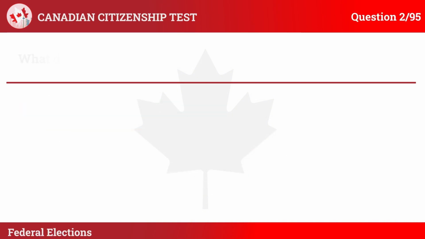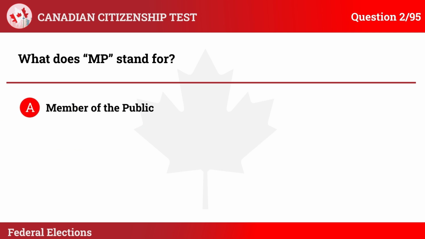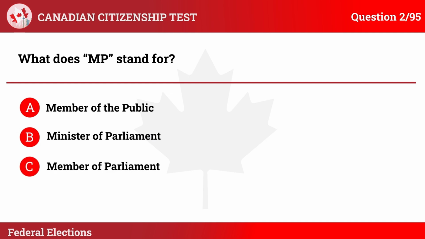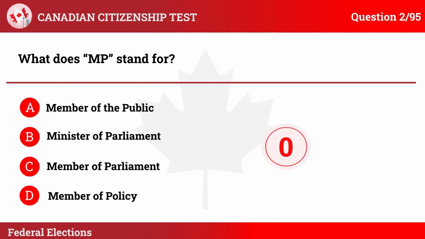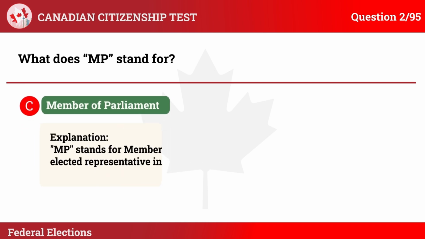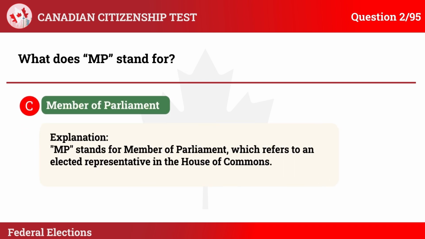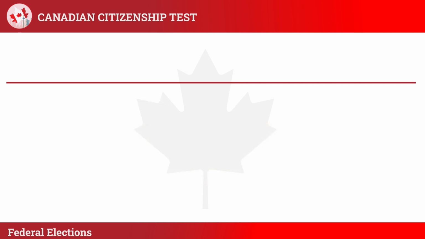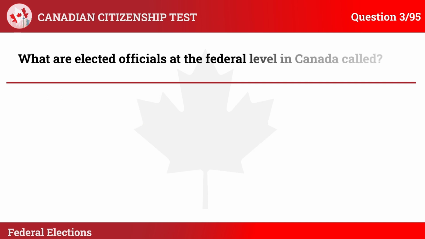Question 2. What does MP stand for? A. Member of the Public, B. Minister of Parliament, C. Member of Parliament, D. Member of Policy. The correct answer is C. Member of Parliament. Explanation: MP stands for Member of Parliament, which refers to an elected representative in the House of Commons.